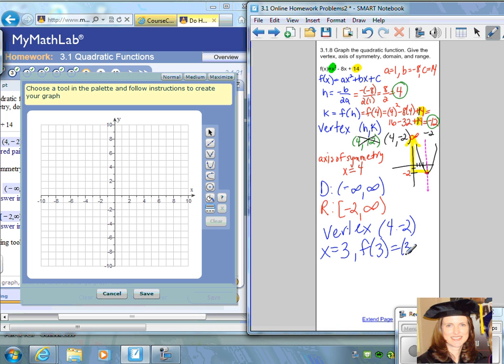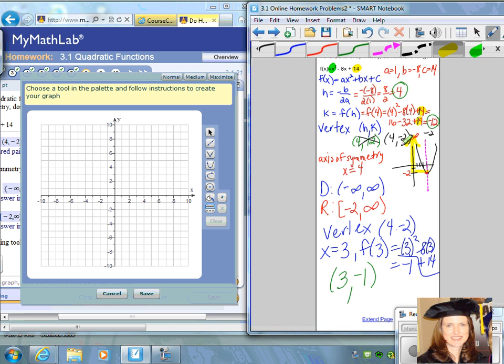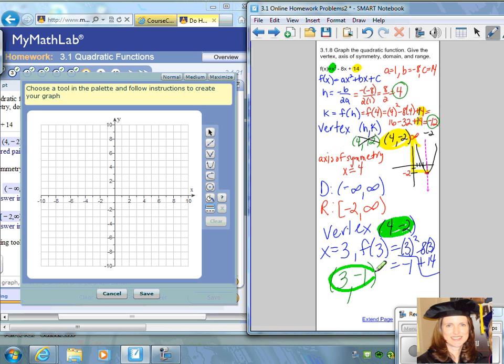And that's going to be 3 squared minus 8 times 3 plus 14. Is 9 minus 24 plus 14, and that is going to be -1. So we have another point that we can sketch, and that is when x is 3, y is equal to -1. We're going to use the vertex here, and this other point, to sketch the parabola.